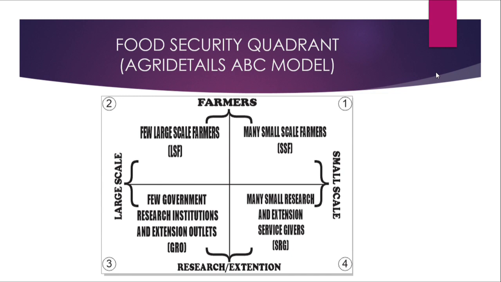And now the fourth quadrant, the last but not the least. Many small research and extension service givers. These ones, they are many and they are small, but they are experts in the field. They must be available. They must not be killed. They must not be sidelined. They must not be silenced. We should have extension officers. We should have researchers, if possible, in every village, so that you don't have to run and move far before you can have solutions to problems. So let's go on.